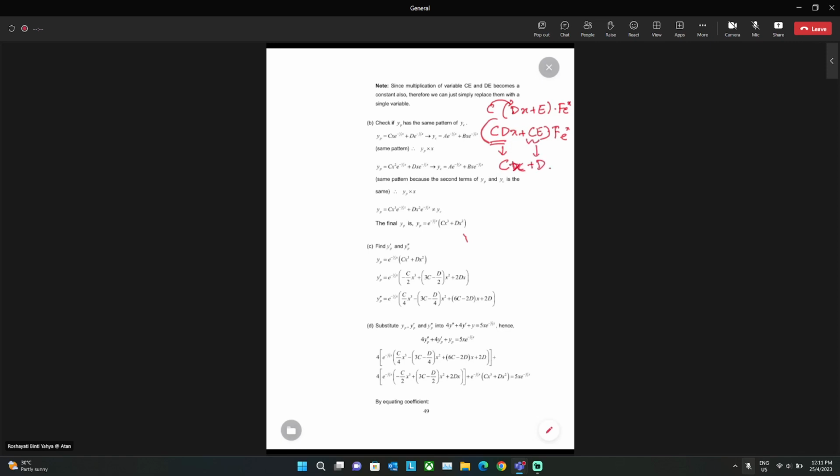Sama juga, dia akan sama juga. Sebab dia ada common, sebab dia still constant kan? Right, saya tak perasan yang ni. Okay. Alright. Boleh, siapa tadi tanya?